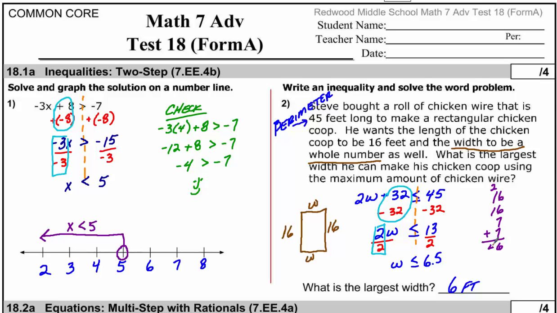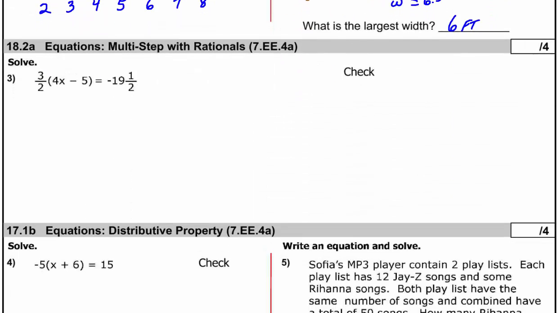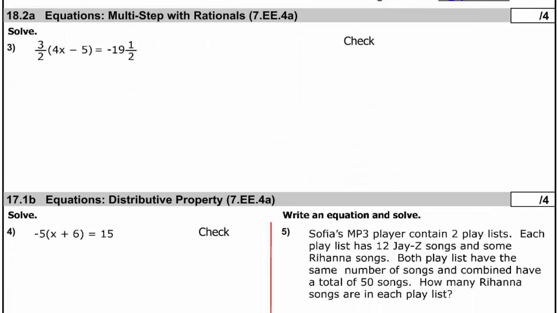2, 3, 4. That would require 46 feet of wire. Steve only has 45 feet of wire. So our final answer, 6 feet. Let's move on down to number 3.